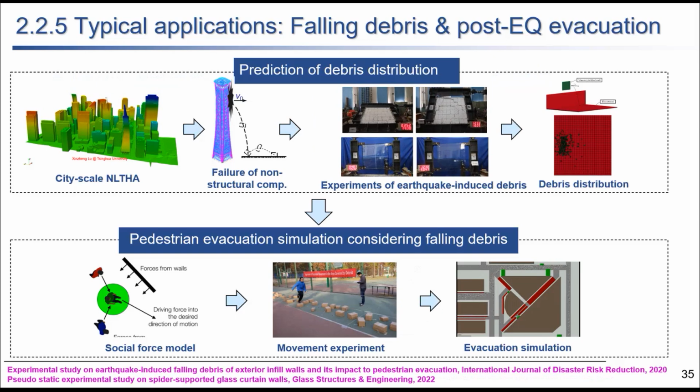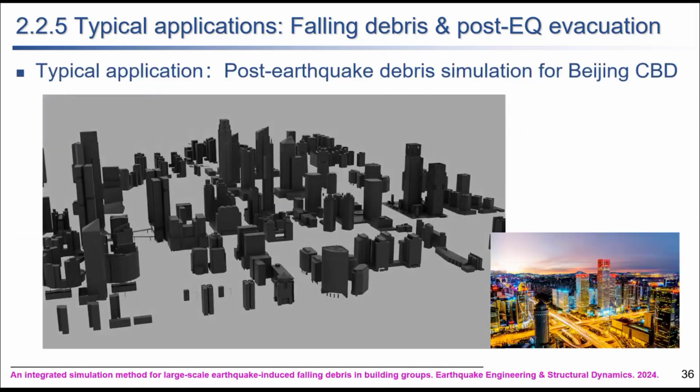So this is a typical case. We do it for the Beijing CBD area. So we have the earthquake. The building is still standing there, but you can see that the red dots mean the falling debris. And falling debris will affect the evacuation process of this area.